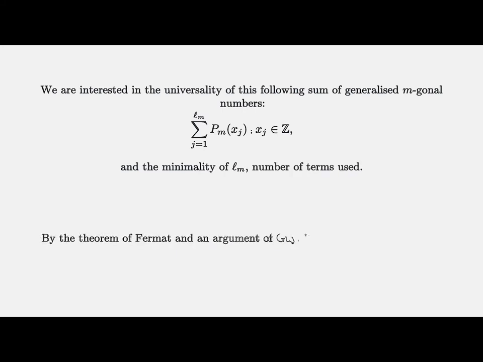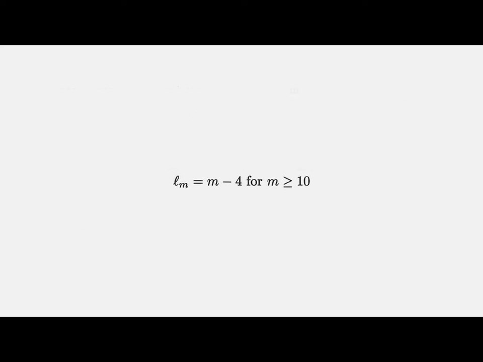By the theorem of Fermat and an argument of Guy, it is evident that for m greater than or equal to 8, R_L can be bounded in this small gap between m and m-4. We investigate where the true answer lies in this gap, and show that in the case of generalized m-gonal numbers, L is exactly equal to m-4 for m greater than or equal to 10. This is our first result.